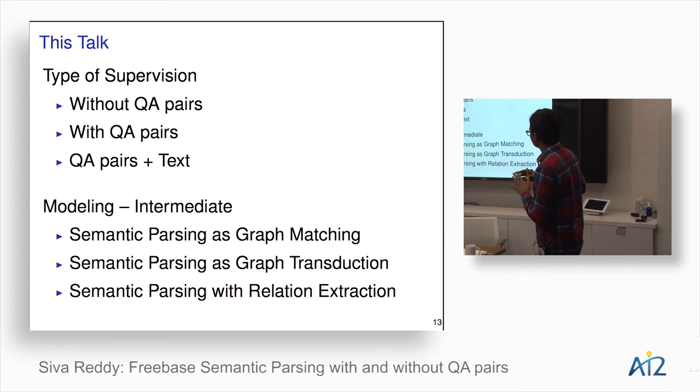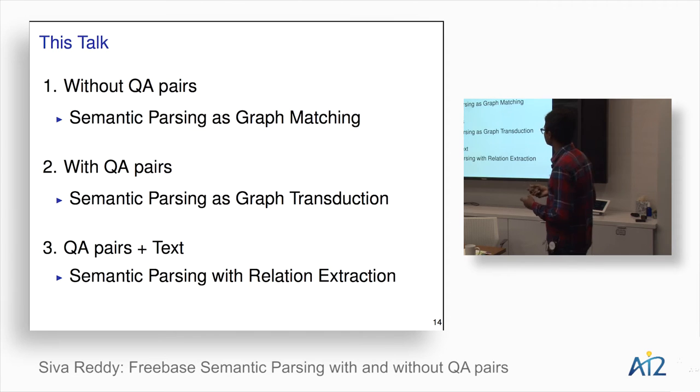Okay, so I take the intermediate representation here. In the modeling scenarios, we would see semantic parsing as graph matching, semantic parsing as graph transduction, and also semantic parsing using relation extraction. So the talk is outlined as follows. When we do not have question answer pairs, I use semantic parsing as graph matching. When I have question answer pairs, I use semantic parsing as graph transduction. When I have question answer pairs and text, I frame it as semantic parsing with relation extraction. I'll delve into more details, so you can ask me questions whenever you feel like.